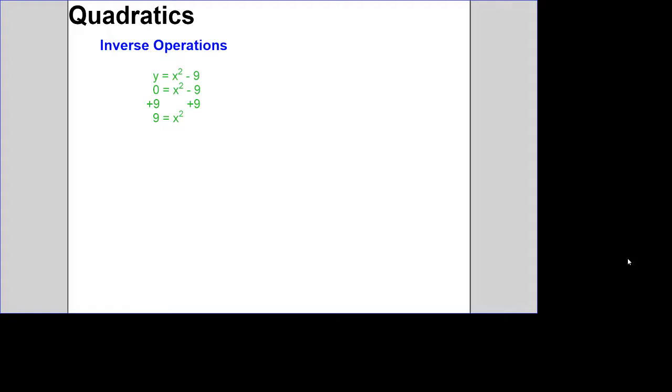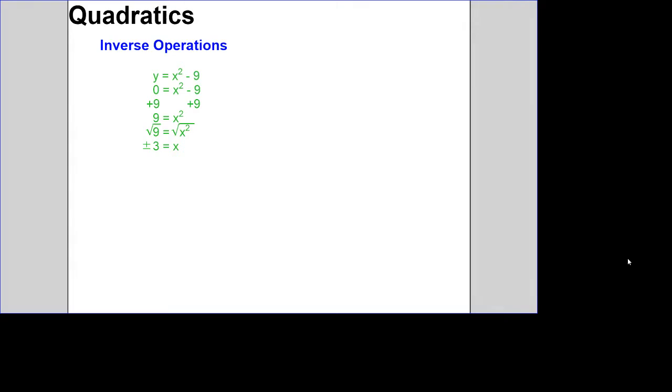Then we need to undo the x squared. So remember, the inverse operation to squaring something is square rooting it. So we need to square root both sides of the equation. Once we do that, remember that when we square root 9, there's actually two possibilities. There's the positive 3, because positive 3 times positive 3 is positive 9. But there's also negative 3, because negative 3 times negative 3 is also positive 9. And then, of course, the square root of x squared is just x. So you end up with the answer, plus or minus 3 is equal to x.